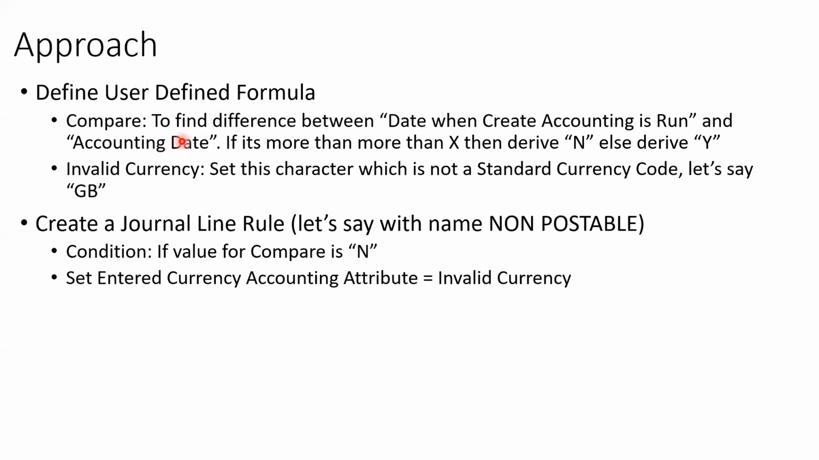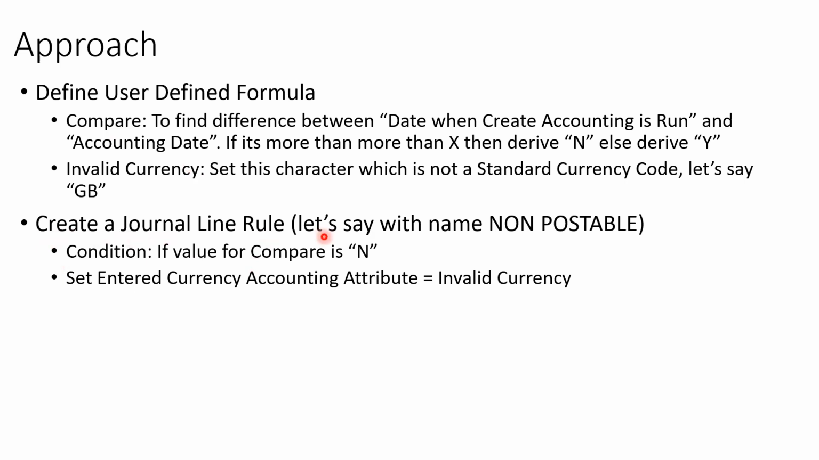Now, let us understand how we are going to use these two attributes in our configuration in Accounting Hub. Next, to use this UDF defined in Accounting Hub Cloud, we are going to define a journal line rule. Let's name that journal line rule, in short, GLR, as non-postable. You can name it anything else as well, but we have named it non-postable here.